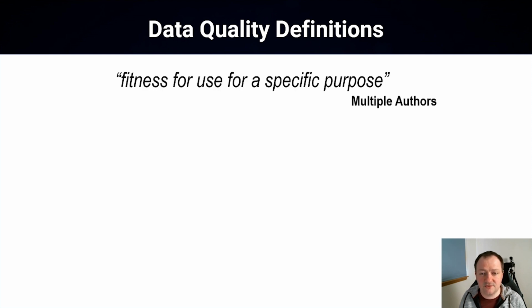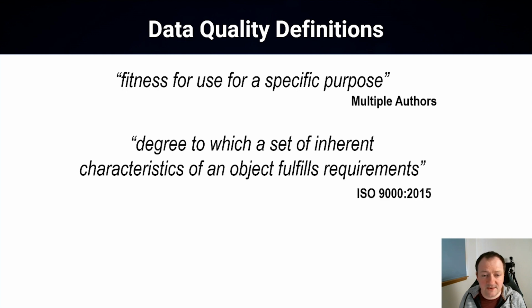Within the literature, data quality is often defined as fitness for use for a specific purpose. For example, achieving specific business goals, making effective and informed decisions, or planning the future of operations within a well or within a field. In ISO 9000 2015 edition, quality is defined as the degree to which a set of inherent characteristics of an object fulfills requirements, where inherent refers to a property that exists within an object as opposed to being assigned to it.